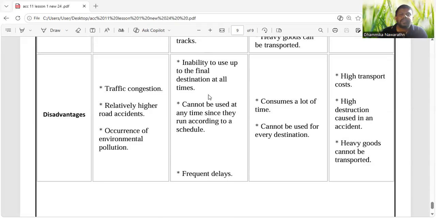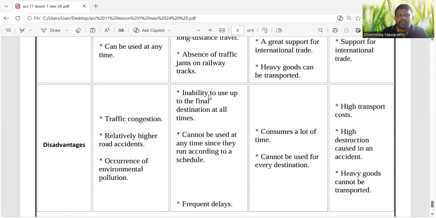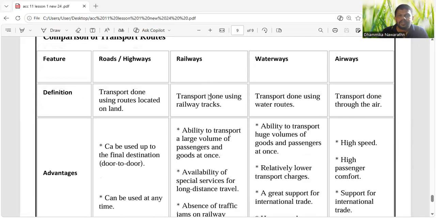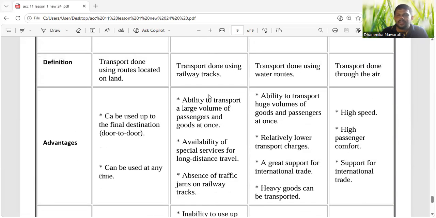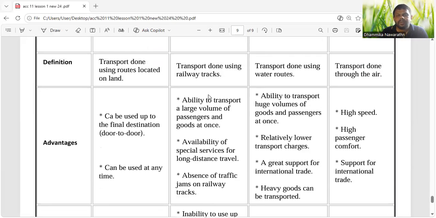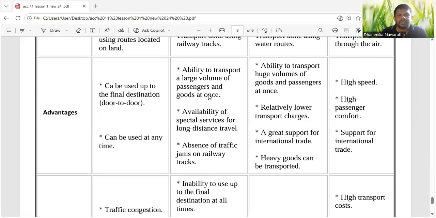Railways cannot go to the final destination all the time. They cannot be used to reach your doorstep, unless your home is situated near a railway track.